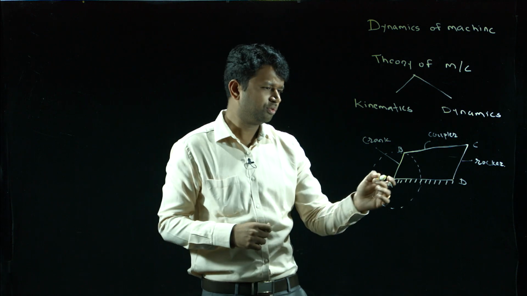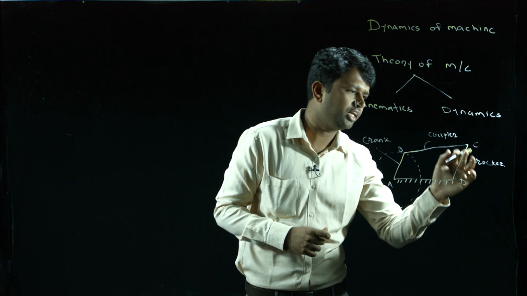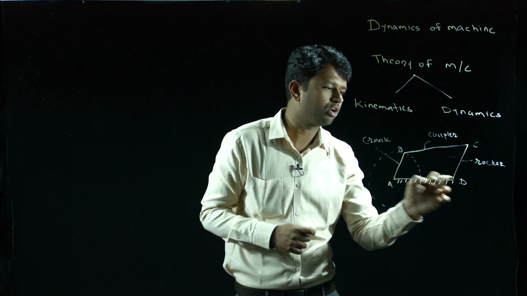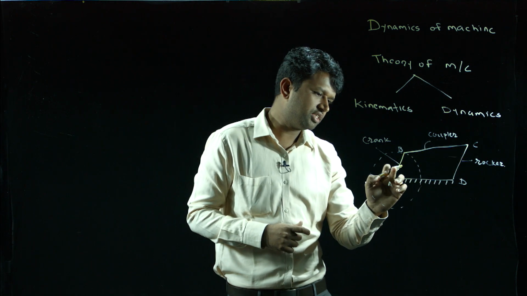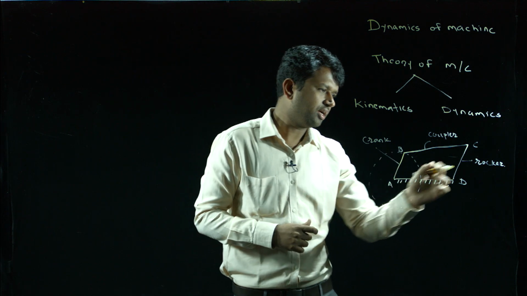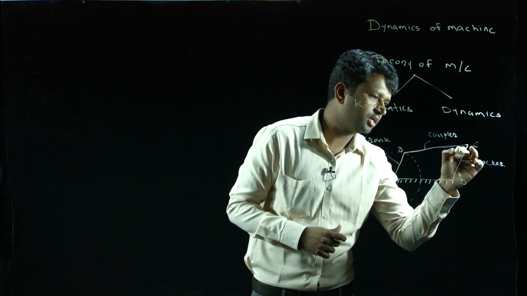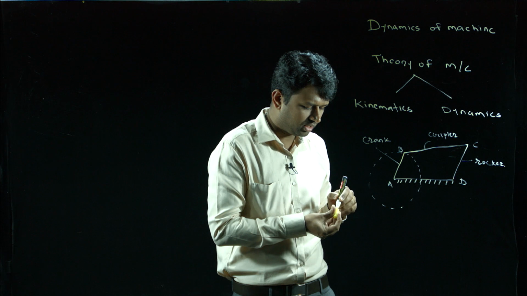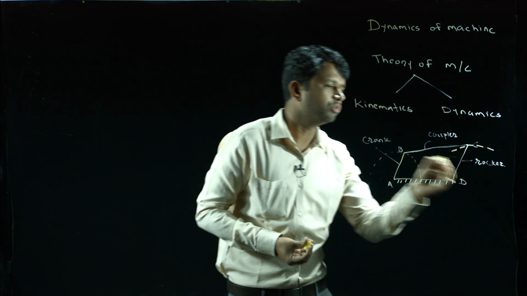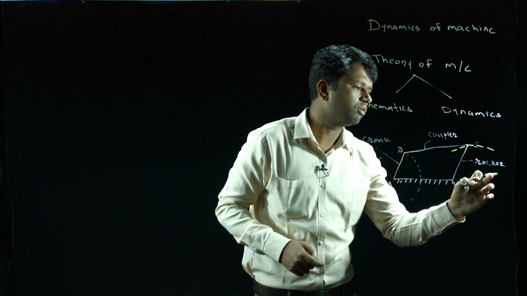Okay, so in dynamics of machine, we are dealing with the forces acting on these links. In kinematics of machine, we are interested in motion of each part of these links. So now this is the crank, this will rotate about point O. So it has a rotary motion and this link is known as rocker. This rocker has oscillatory motion, right? And in kinematics of machine, we are interested in rotary motion and oscillating motion.